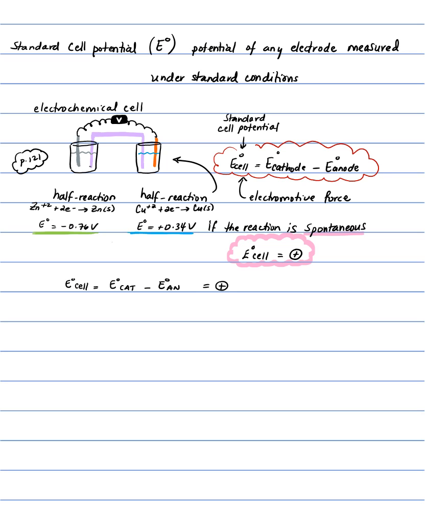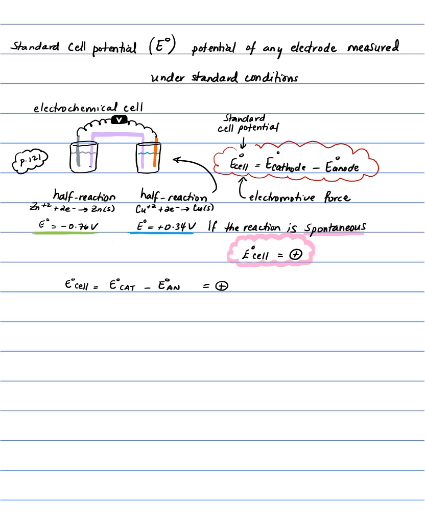My two numbers, the ones that I'm using for this example, are negative 0.76 and 0.34. If you arrange your numbers in your equation, 0.34 minus negative 0.76, you're going to get a positive number. If you arrange your numbers as negative 0.76 minus 0.34, that's going to give you a negative number. If you get a negative number for the cell potential, your equation is representing a non-spontaneous redox reaction. Okay? For a spontaneous redox reaction, you have to get a positive number.